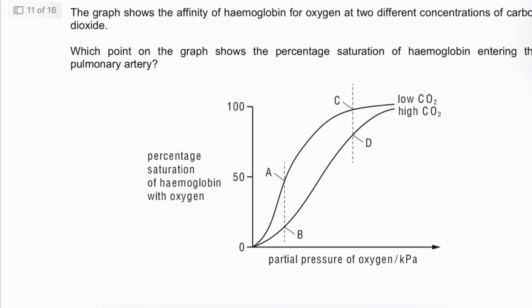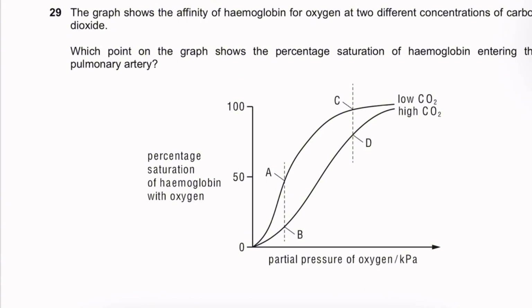The graph shows the affinity of hemoglobin for oxygen at 2 different concentrations of carbon dioxide. Which point on the graph shows the percentage saturation of hemoglobin entering the pulmonary artery? So hemoglobin is going to enter the pulmonary artery, and in the pulmonary artery, hemoglobin is going to be deoxygenated, which means it has a lower affinity, so percentage saturation of hemoglobin with oxygen is going to be lower, and it's going to have higher carbon dioxide.